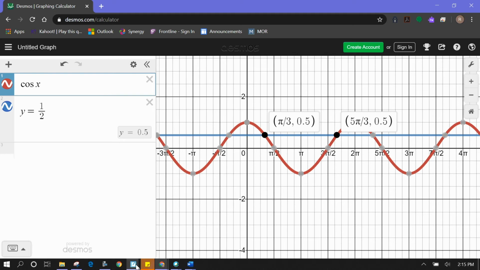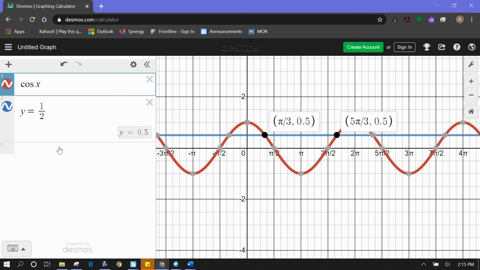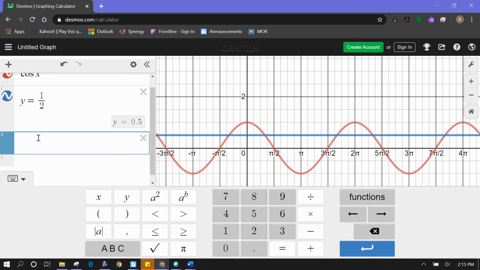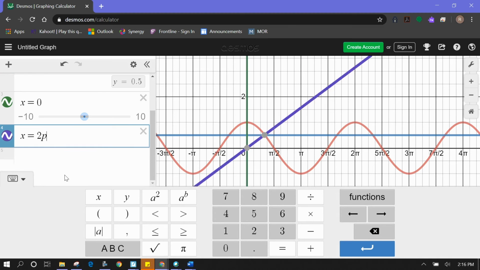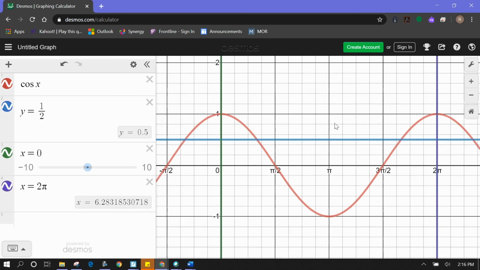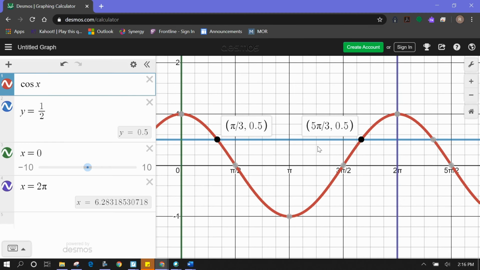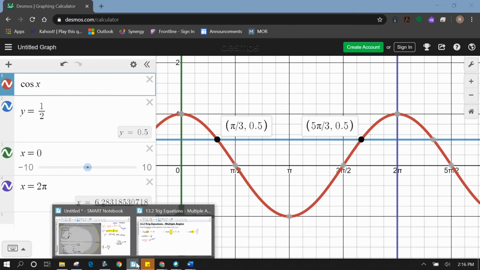Now for this particular problem, I am only told to look at solutions on the interval from 0 to 2 pi. Closed at 0, open at 2 pi. So I'm going to erect some walls really quick. I'll put x equals 0 and x equals 2 pi, and I'm only going to look for solutions that appear between the green and the purple lines. Everything else I don't care about. So I see that there's some solutions here at pi over 3 and 5 pi over 3. So those are the inputs, or those are the angles, that if I plug them in, are going to give me an output of 1/2.